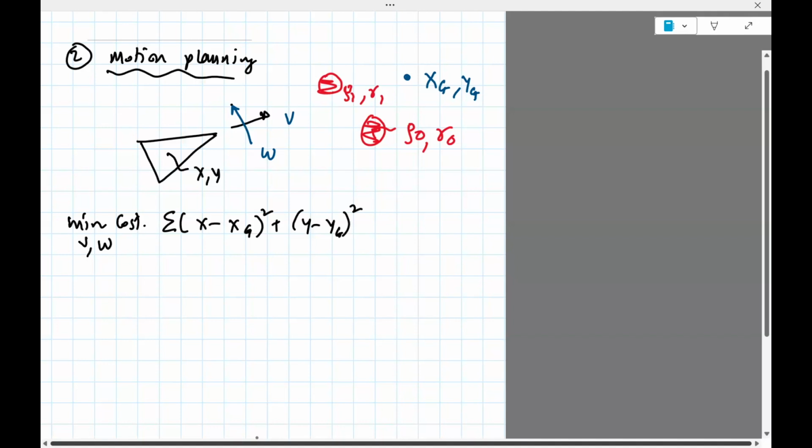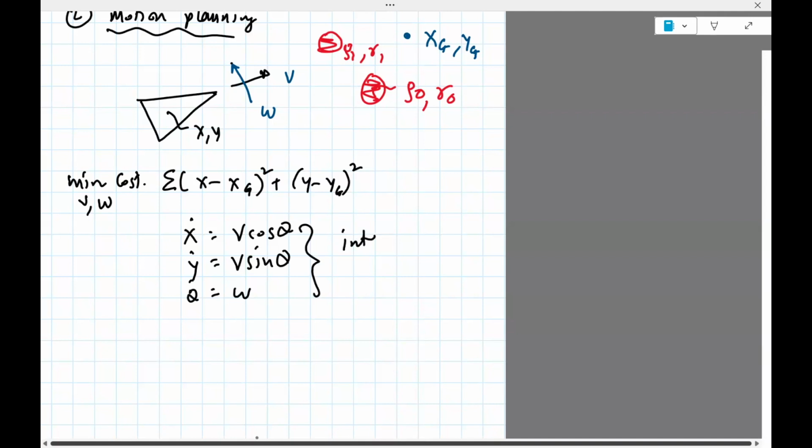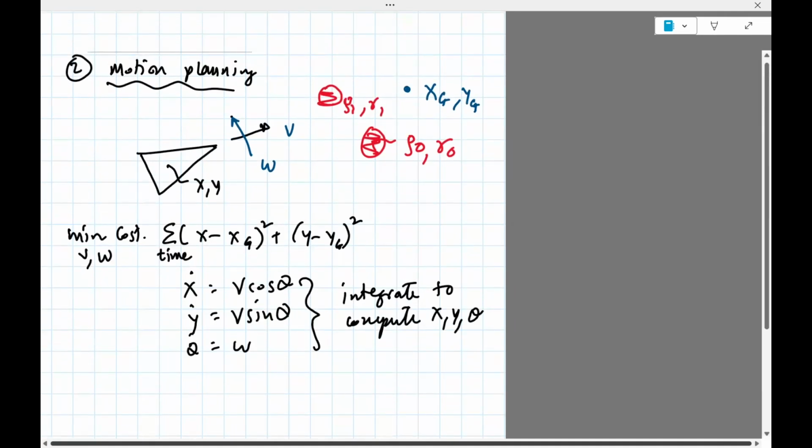Now, how do you get x and y? For x and y, you'll have to do this. X dot equals v cosine theta. Y dot equals v sine theta. Theta dot equals omega. So you need to integrate this to compute x, y, and of course theta, but theta is not needed. This will give you x, y as a function of time. And remember, this has to be solved over some time. The summation is over some time. So if you have to do this whole exercise in, say, 10 seconds, then the time will come there.